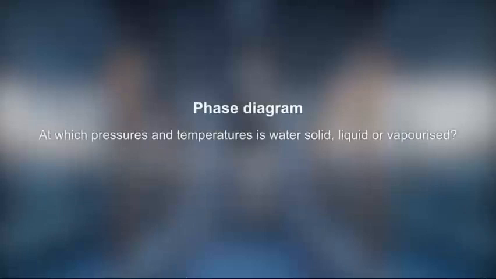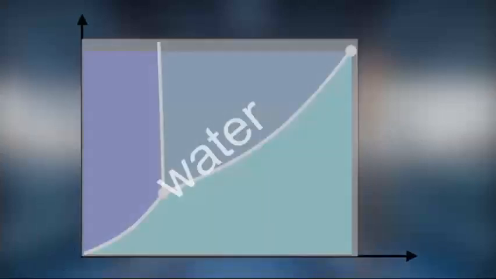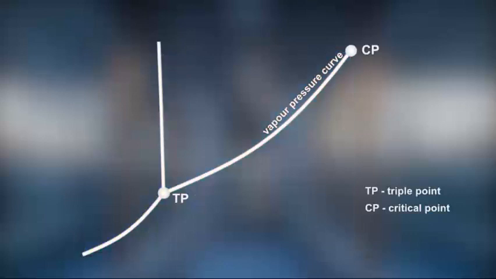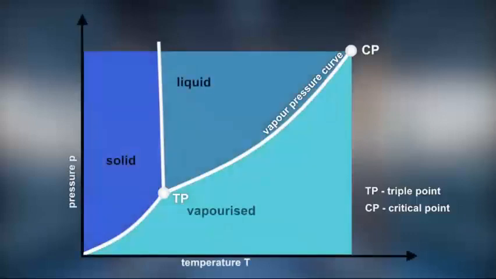vapor pressure. The phase diagram of water shows if water is in its gaseous, liquid or solid state, depending on temperature and pressure. The horizontal axis of a diagram represents temperature, while its vertical axis shows pressure. The vapor pressure curve is part of a phase diagram. It indicates at which pressures and temperatures water evaporates from liquid to vapor or condenses from vapor to liquid.